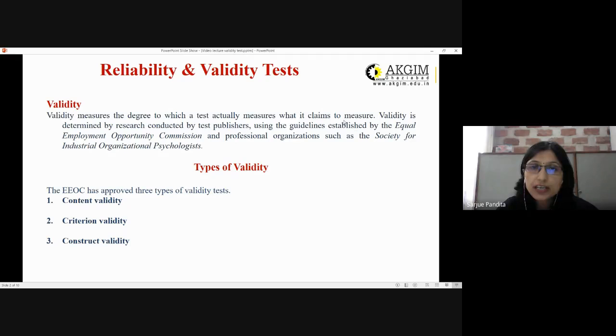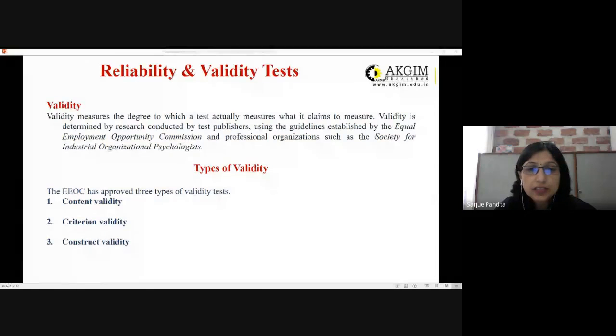When we say validity, as far as the tests being used in organizations are concerned, they are generally determined and authenticated by the Equal Employment Opportunity Commission, which is EEOC, and there are certain societies that validate particular tests. For example, your organization is using a particular test. How do you say that it is valid? Because it is being recognized and approved by certain bodies. That is why we say it is a valid test, right?